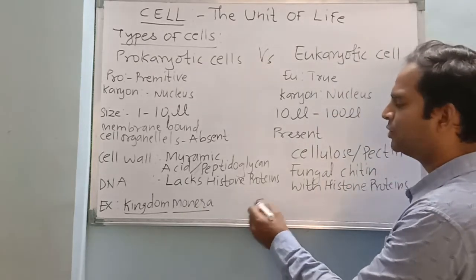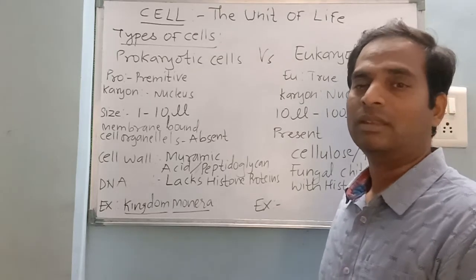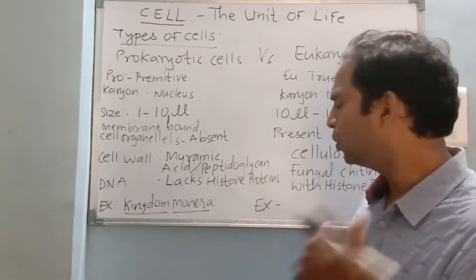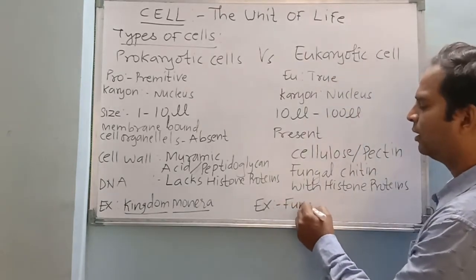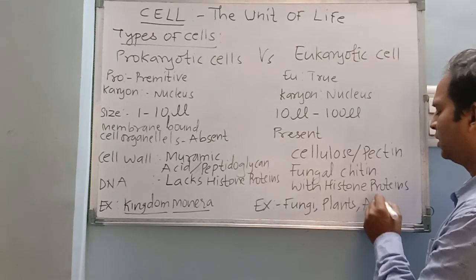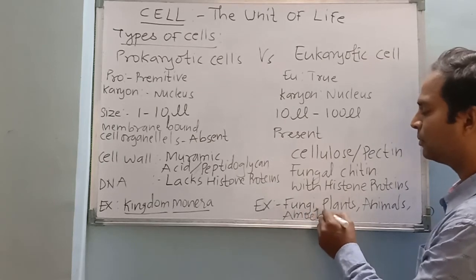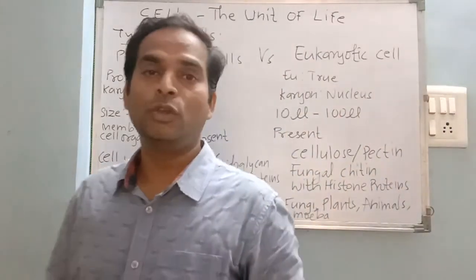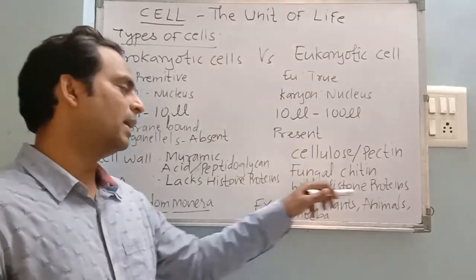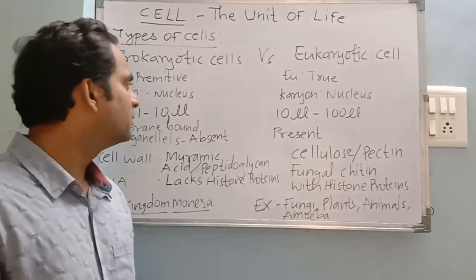And when it comes to examples of eukaryotic cell, then it will include the remaining 4 kingdoms. That is kingdom Protista, kingdom Fungi, kingdom Plantae, kingdom Animalia. So any example you can add to your difference: fungi, plants, animals. Now again here you can also add examples like amoeba, paramecium. So amoeba, paramecium, etc. are also eukaryotes, but these have only one cell. So these are unicellular eukaryotes. Fungi, plants and animals are multicellular eukaryotes. So they have the same cell but the number is different.